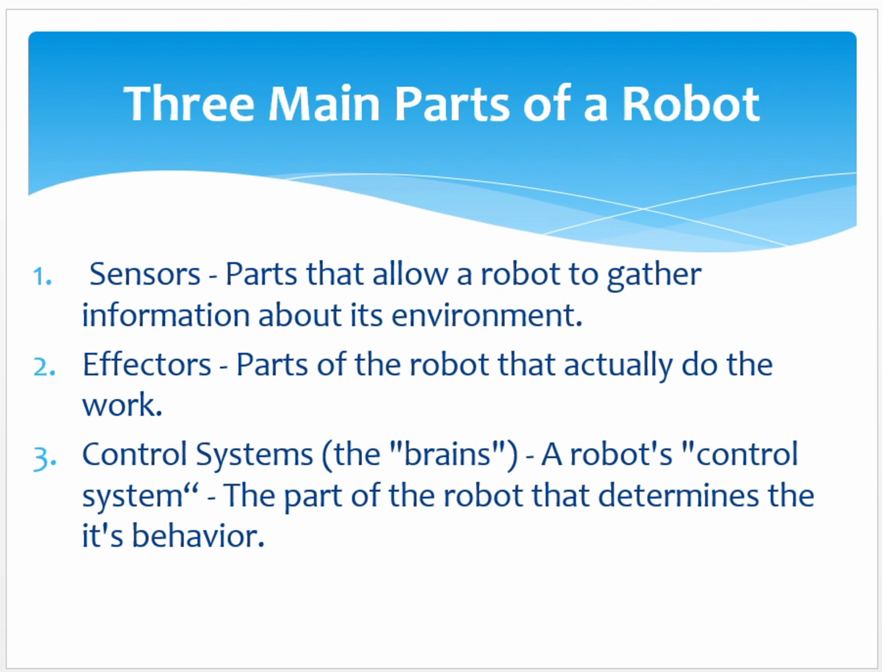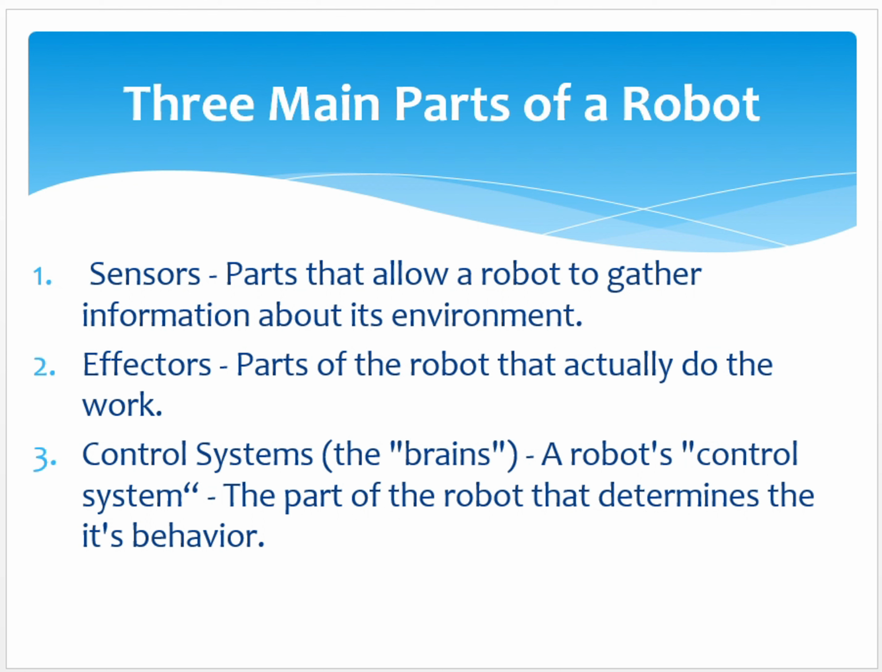Then you go to the main parts of a robot. There are three. Robots have sensors, robots have effectors, and robots have something called the control system. Sensors are the part of the robot that assists in gathering information about its environment. It could be at the front, at the back, at the sides, at the top, at the bottom. That part of a robot is called sensors.